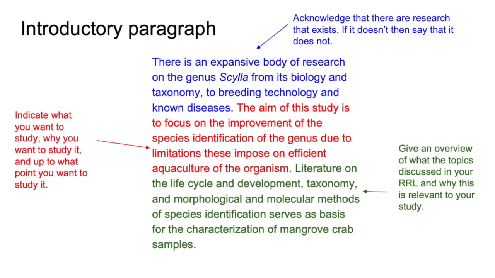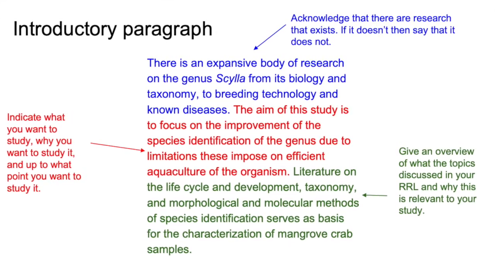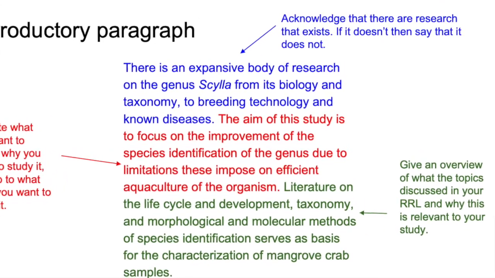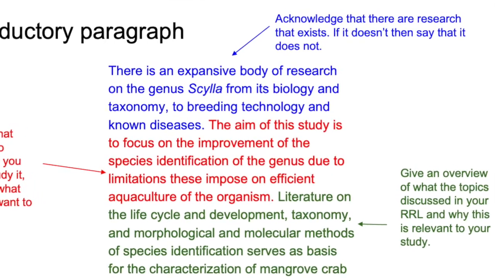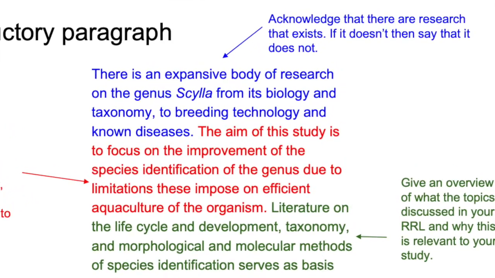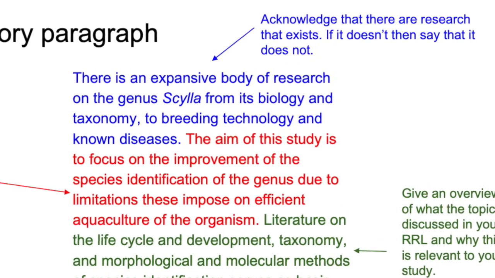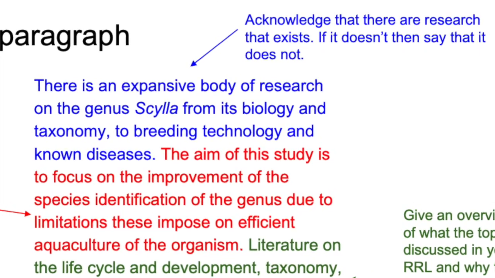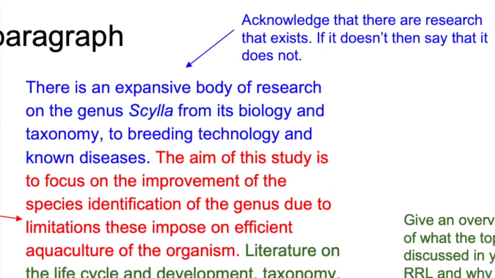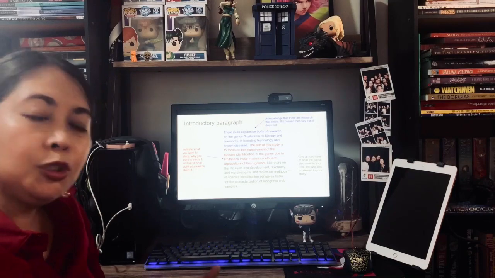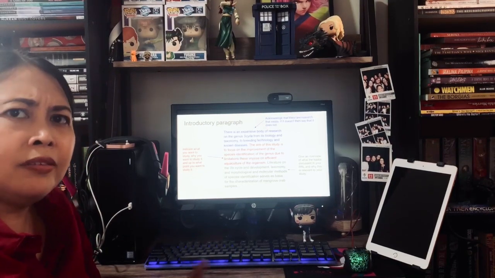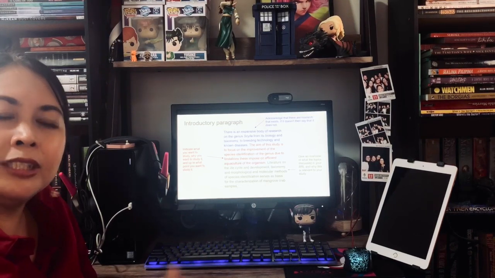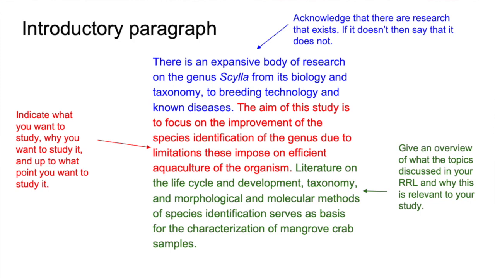If you read through the introductory paragraph, the first portion, highlighted in blue, says that there is an expansive body of research on the genus Scylla from its biology and taxonomy to breeding technology and known diseases. This acknowledges that there are research that already exists, but then again, if in your case it's not the same, then say that it does not. It helps assure your readers that you've actually gone through the literature and you are able to summarize very, very quickly and concisely what you've noticed.